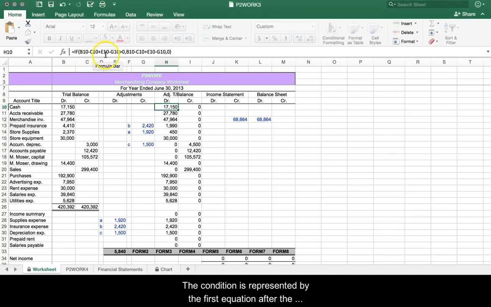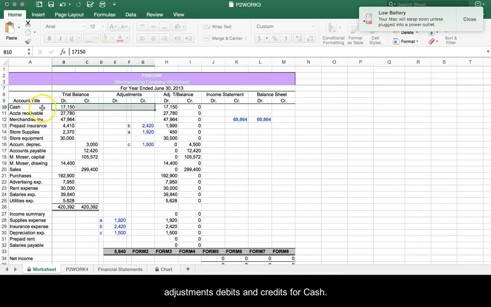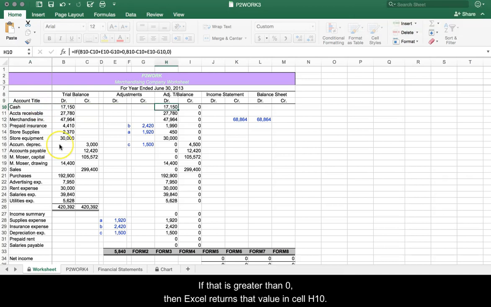The condition is represented by the first equation after the open parentheses. In this case, it's B10 minus C10 plus E10 minus G10 is greater than 0. That really is the total of all the trial balance and adjustments, debits, and credits for cash. If that is greater than 0, then Excel returns that value in cell H10. If the total is smaller than 0, then it will return 0 in cell H10.